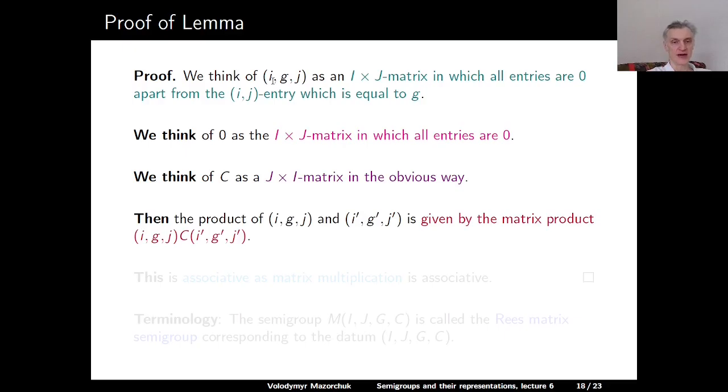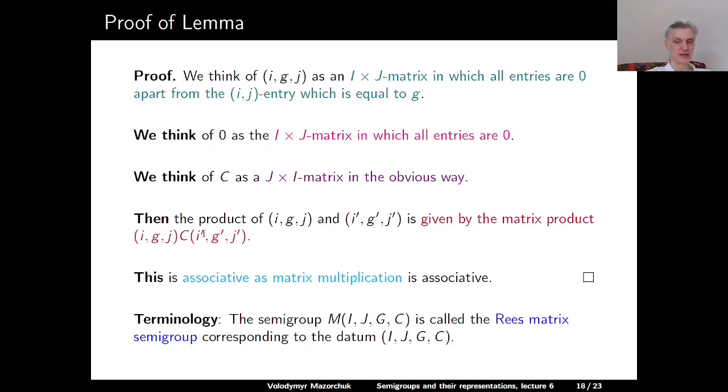Then the product of (i, g, j) with (i', g', j') is simply given by the matrix product of the matrix of the first element, times the matrix of C, times the matrix of the second element. And this is of course associative, as matrix multiplication is associative. So the semigroup which we obtain in this way, the semigroup M(I, J, G, C), is called the Rees matrix semigroup, which corresponds to our datum.